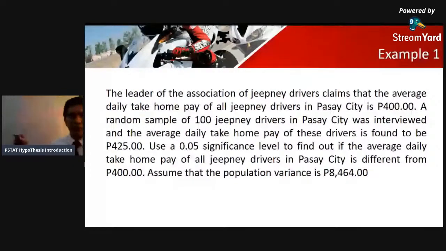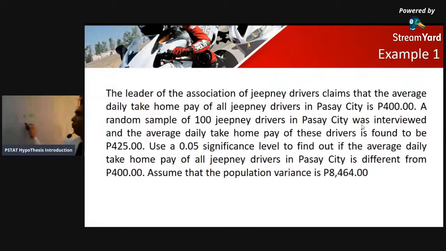So let's try to identify what are the given. Your population mean, take note of this: you just need to identify what is the value that you need to test. So you have 400, meaning this is now your null hypothesis. And we want to test that the mean take-home pay of jeepney drivers in Pasay City is different from 400. What else are they given?